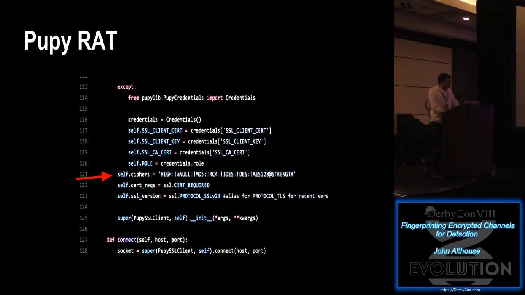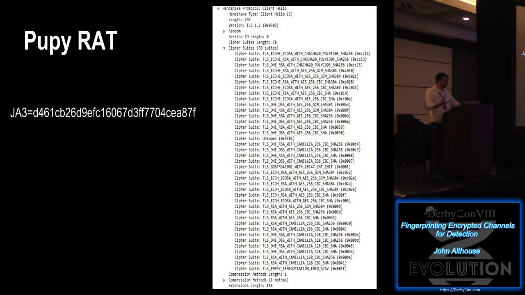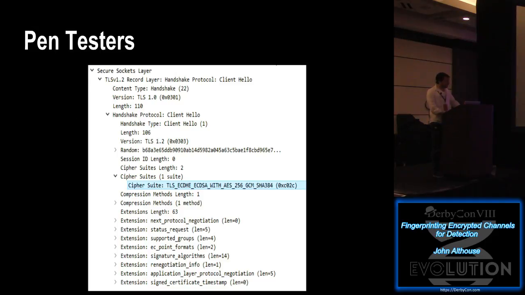They hard code the order in which the ciphers are picked for the client hello. So this is what it looks like, and there's the JA3. Detection is actually pretty simple for Puppy Rat, it turns out. And I think there's a bug in their code where you can see a cipher suite in the middle is unknown. I think that's like a semicolon or something. So it just makes it super anomalous, very easy to detect.